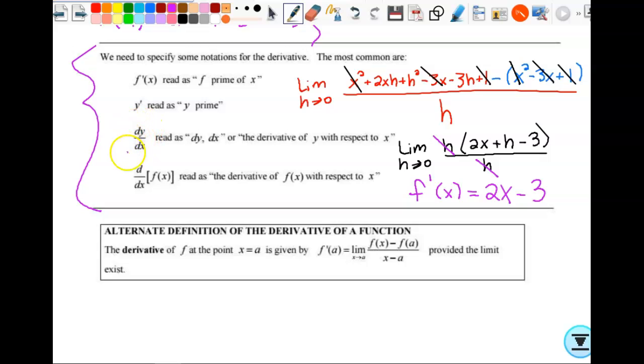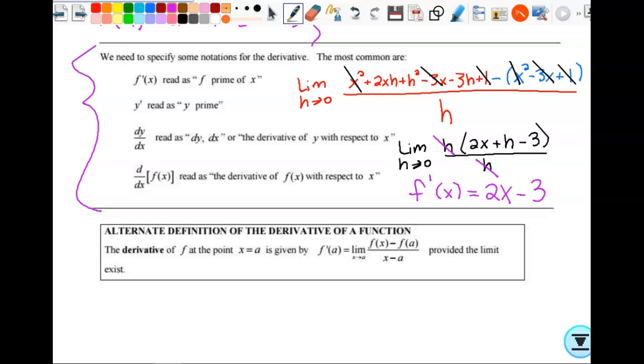Then dy dx, so it is dy over dx, but you read it as dy dx, or the derivative of y with respect to x. These all mean the same thing. We use different notations at different times for different reasons, okay? And then d over dx of f of x reads the derivative of f of x with respect to x. So it's kind of the same thing, right? But we use f of x here instead of y. This dy dx you'll see a lot, or dr dx, depending on what we're doing, but these are the different ways to see a derivative, okay?